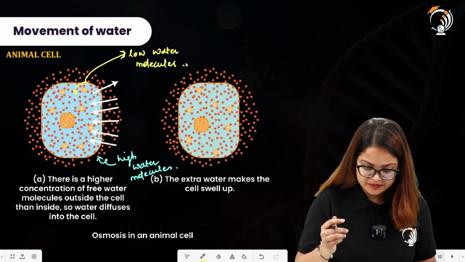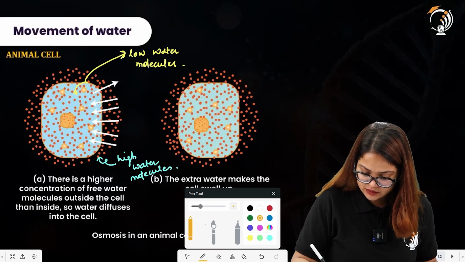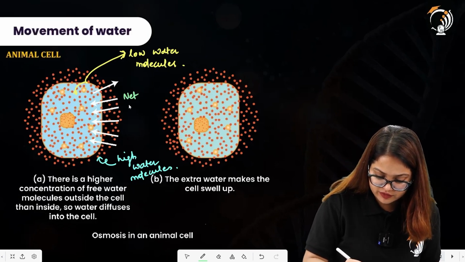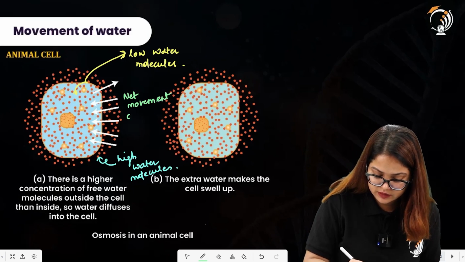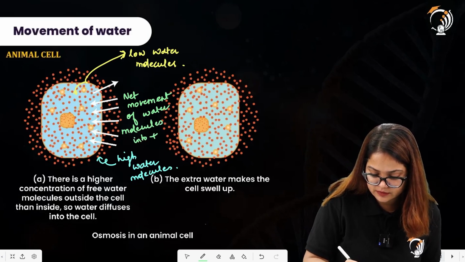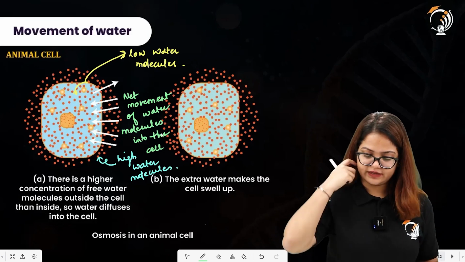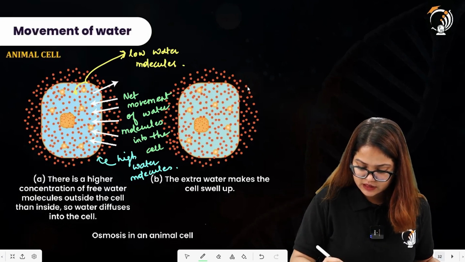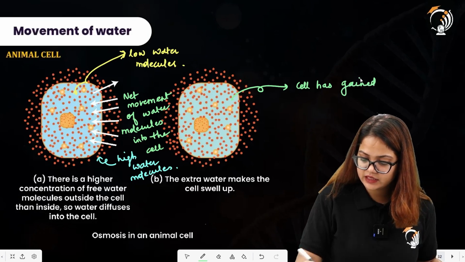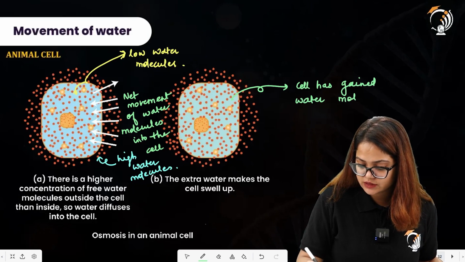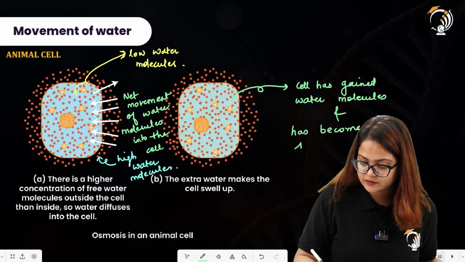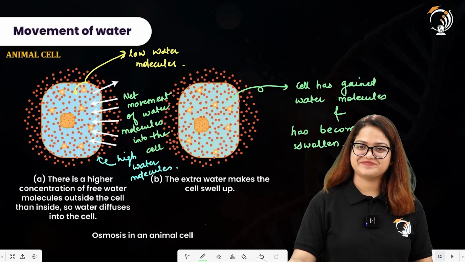Alright. So the arrow here represents net movement of water molecules into the cell, and the cell has gained water molecules and has become swollen. Alright.